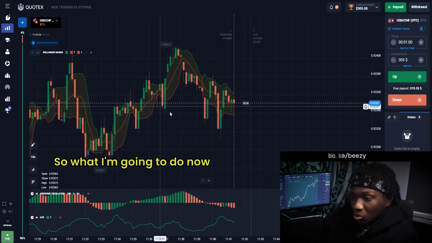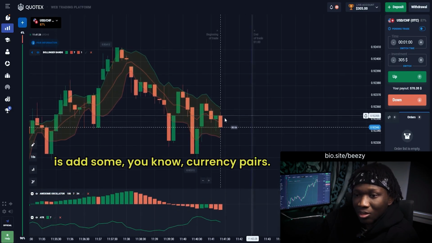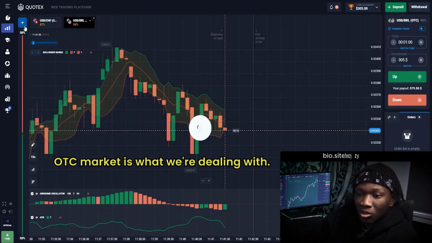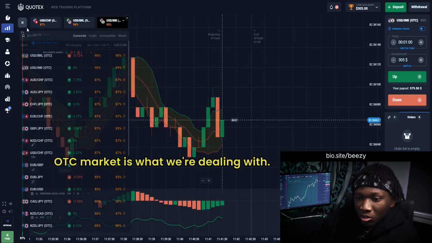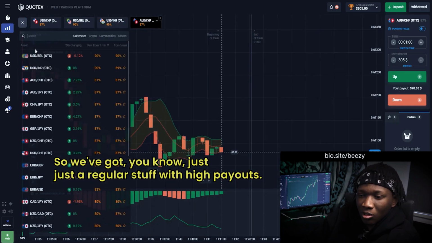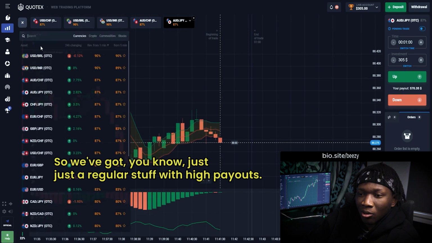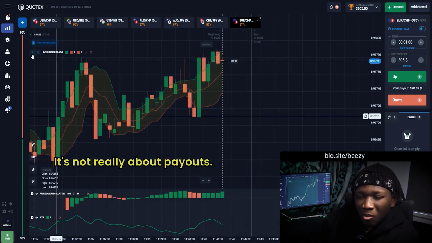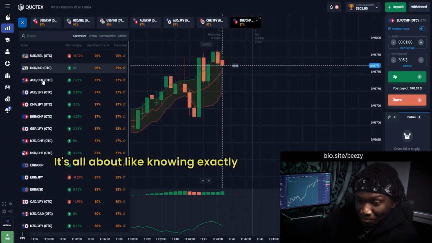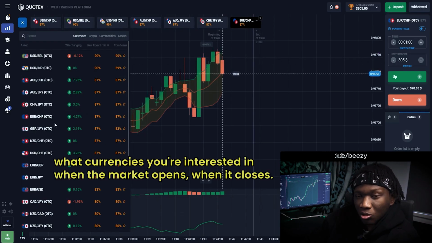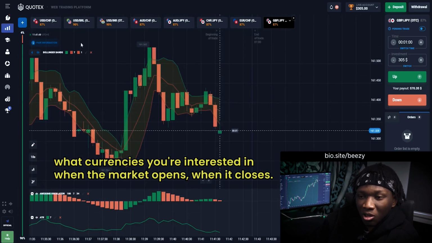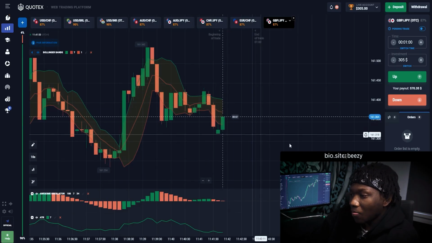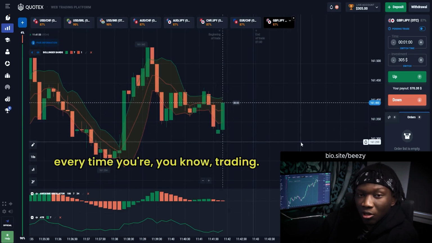So what I'm gonna do now is add some currency pairs. OTC market is what we're dealing with. So we've got just the regular stuff with high payouts. As you can see, some have 87%, 90% payouts. It's not really about payouts. It's all about knowing exactly what currencies you're interested in when the market opens, when it closes. So it makes it easier for you to make decisions every time you're trading.